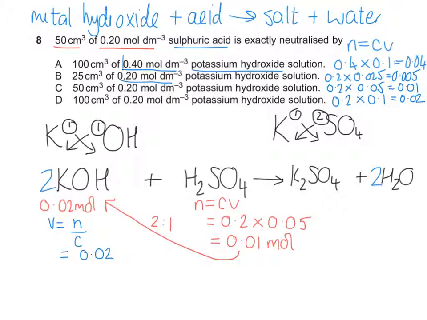So let's start with our first concentration of 0.4. So 0.02 over 0.4 gives you a volume of 0.05 decimeters cubed, which is 50 centimeters cubed. So what that's saying is, if I have a concentration of 0.4 molar potassium hydroxide, I would need 50 centimeters cubed, but you can see option A gives us 100 centimeters cubed, so that can't be right.